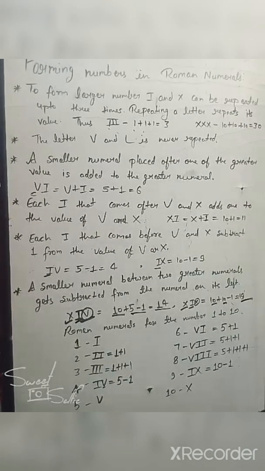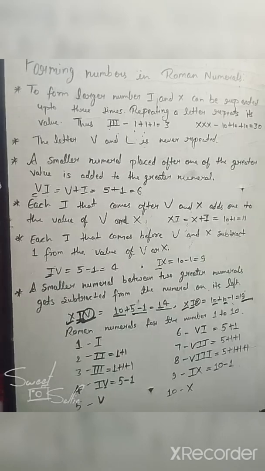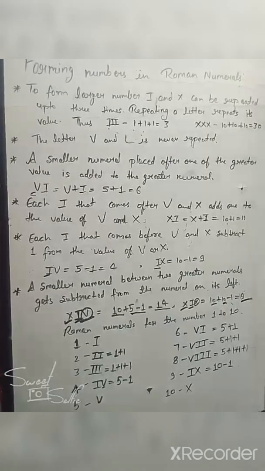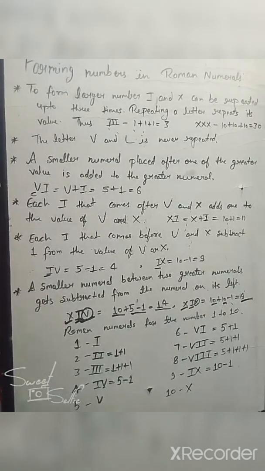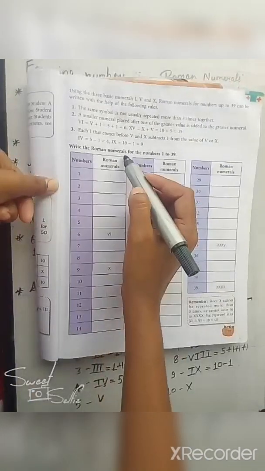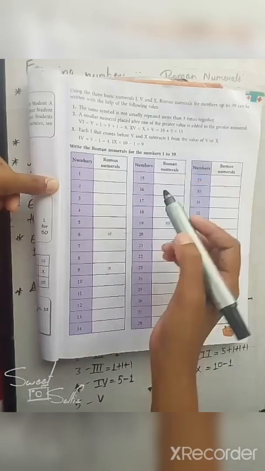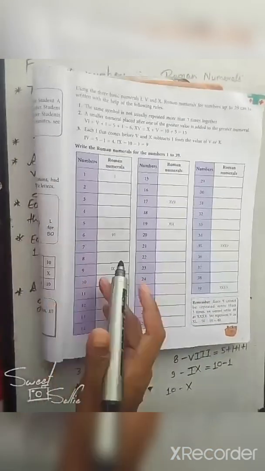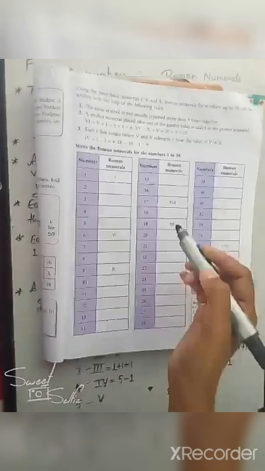I hope you have understood it, and now it is time for your homework. You have to also write Roman numerals using these rules. You have to write the Roman numerals for the numbers 1 to 39. Okay, and you have to fill it in your book.